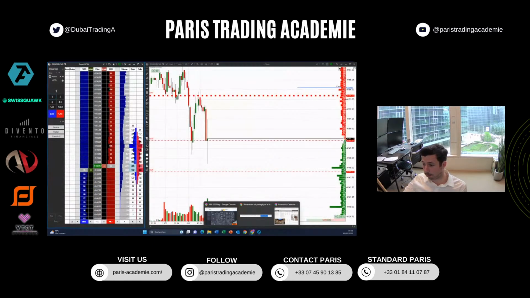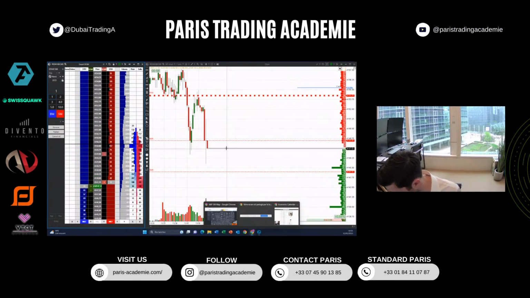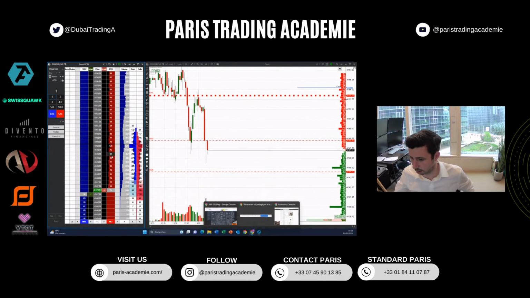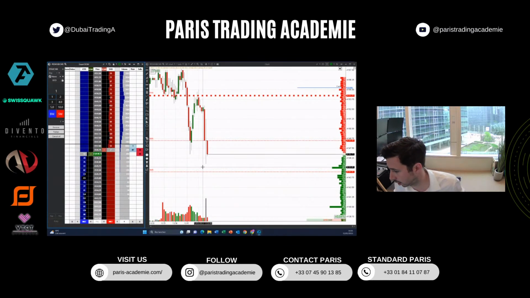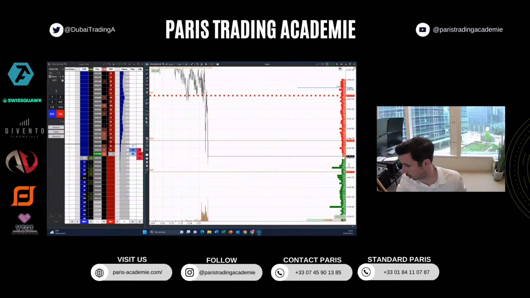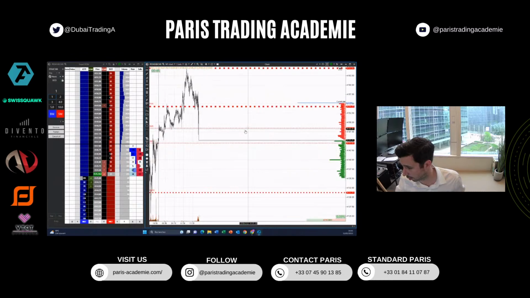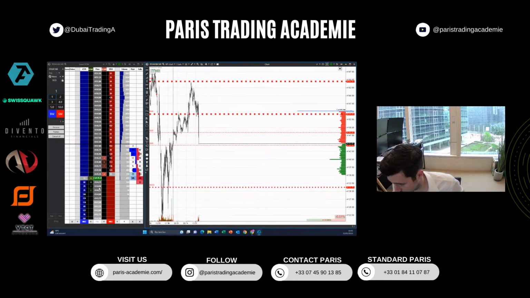Therefore, the algorithms, the big institutional investors that use those statistics for their models, wanted to adjust their models to reflect those statistics that they've seen change.